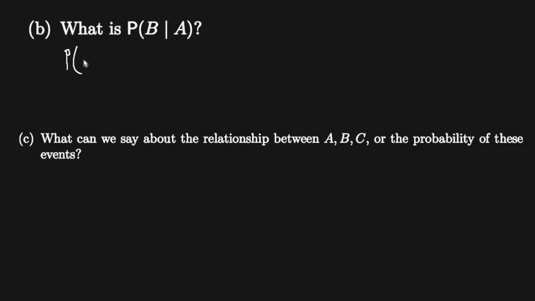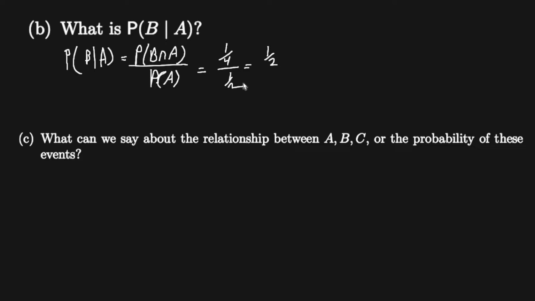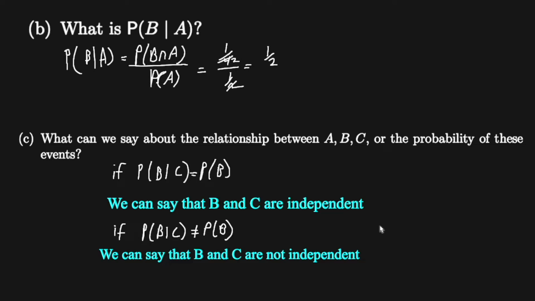So here we have part B, which is what is the probability of B given A? So here we have probability of B given A, which is the probability of B and A over the probability of A. And then we can write this out as 1/4 over 1/2, which gets reduced to 1/2.